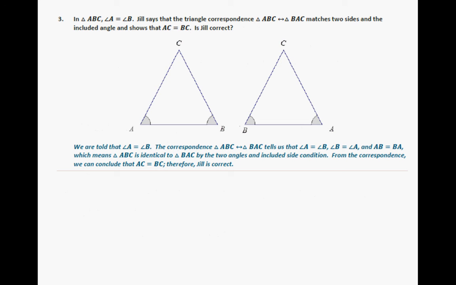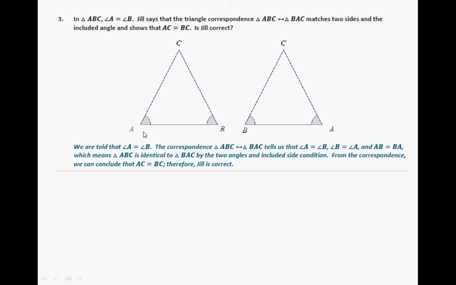So in triangle ABC, angle A is equal to angle B. And that is noted right here. So here is ABC. We'll consider that the first triangle. A is equal to B. And Jill says that the triangle correspondence, triangle ABC equals triangle BAC. So A, B, C. This is the order we're going in, so we have to go in the same order. B, A, C. Matches two angles and the included side and shows that AC is equal to BC.